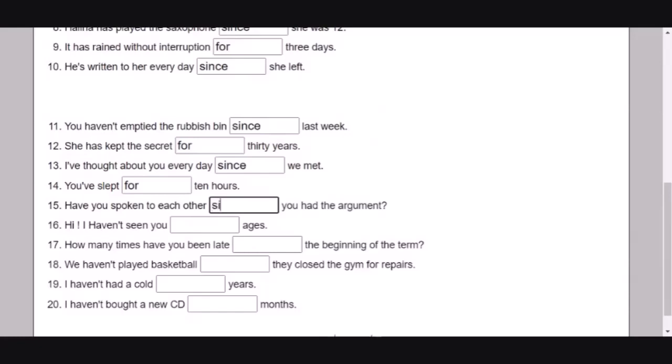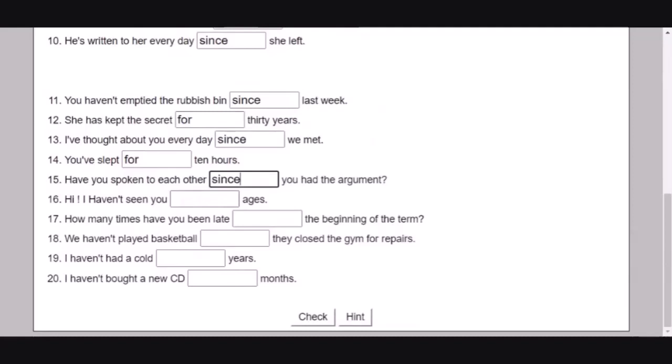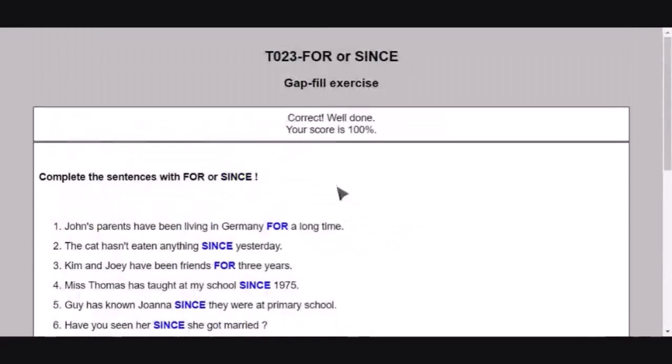Since you had the argument. Hi, I haven't seen you for ages. How many times have you been late? Since the beginning of the term. We haven't played basketball since they closed the gym for repairs. I haven't had a cold for years. I haven't bought a new CD for months. Let's check. Okay, it's very good.